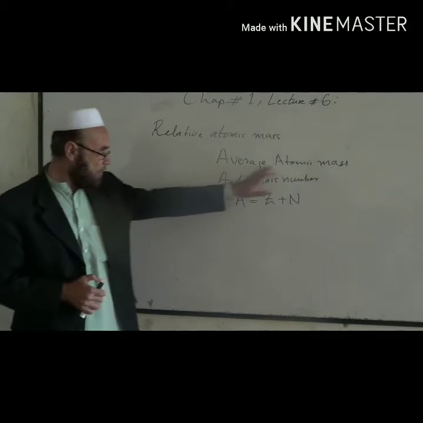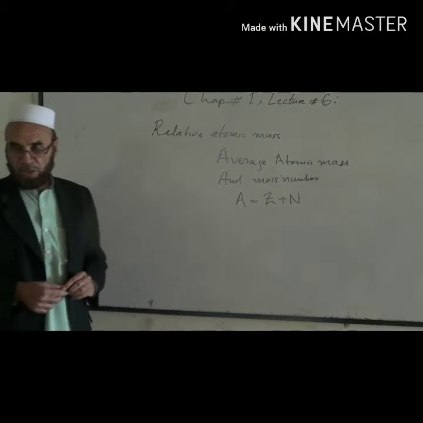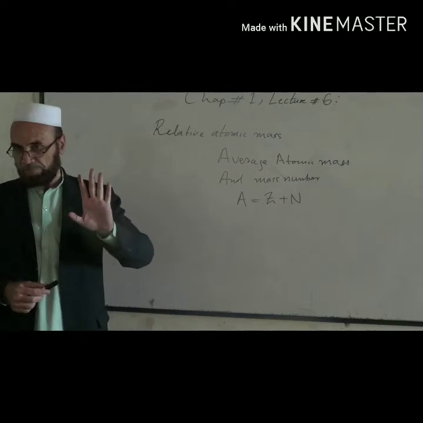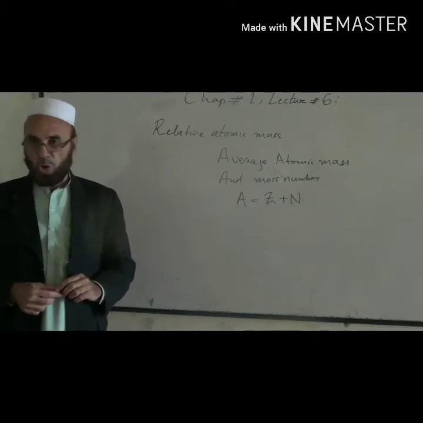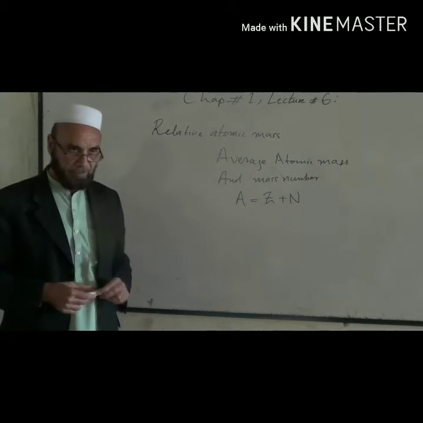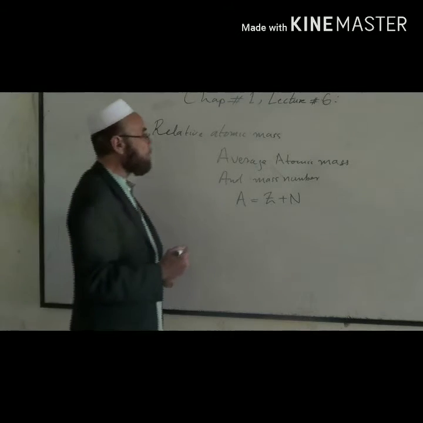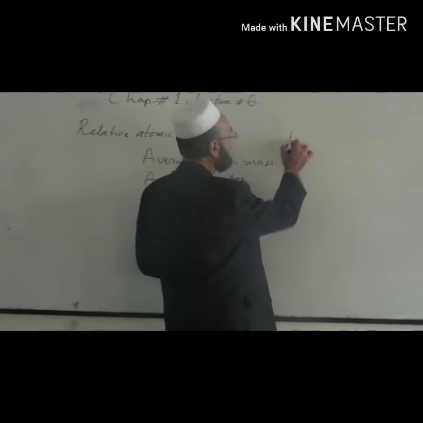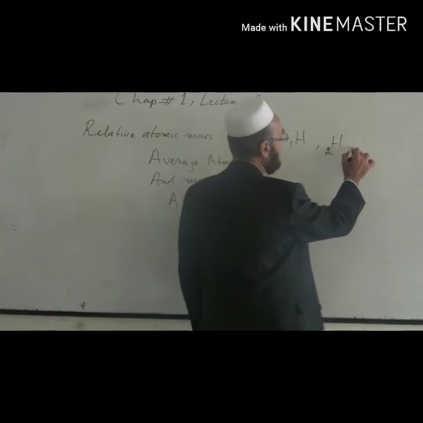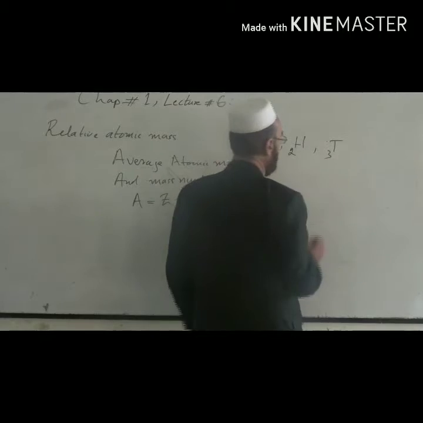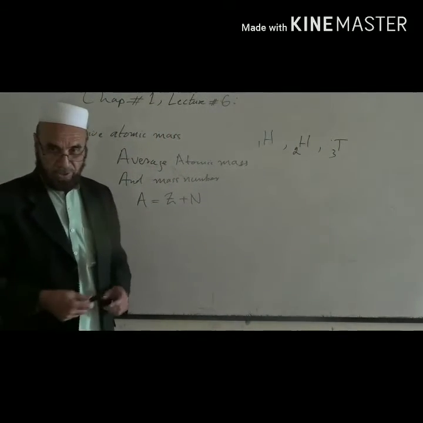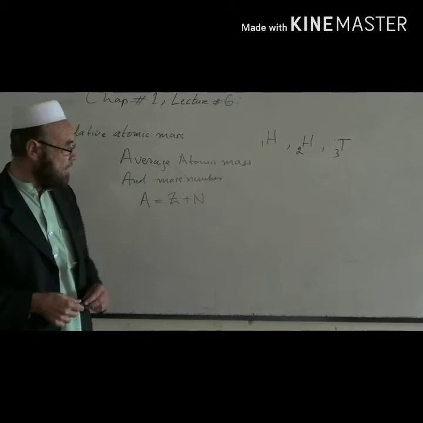When we calculate average atomic mass, we are forced to do so because for one single element we sometimes have 2 isotopes, sometimes 3 isotopes, and maybe 4 isotopes. Especially in the case of hydrogen, we have 3 isotopes: hydrogen protium, hydrogen deuterium, and tritium. Isotopes will be discussed in the coming lectures in detail.